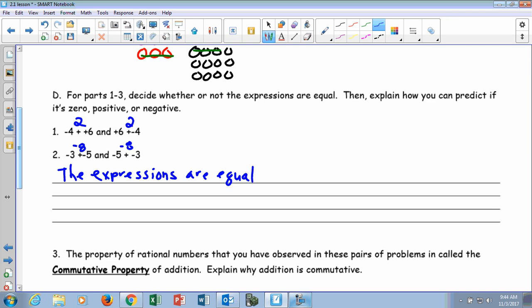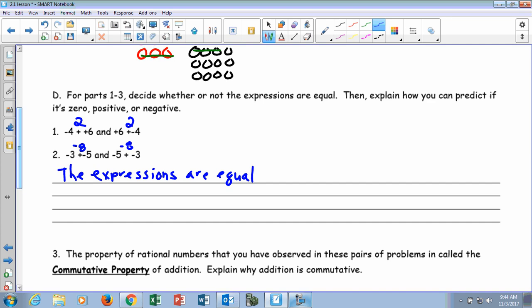Notice how we didn't change the numbers, right? Because 6 is further away from 0 than negative 4, in both problems the answer was positive. Remember we had a positive and a negative there, right? That's the greater absolute value. And then here we use the same numbers, so all we did again was flip-flop, and the answer is not going to change.